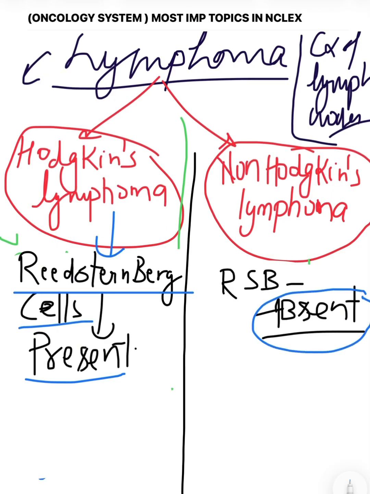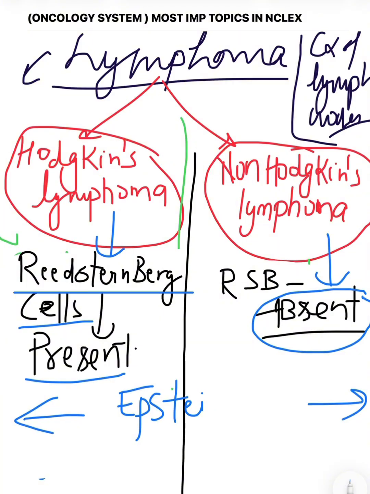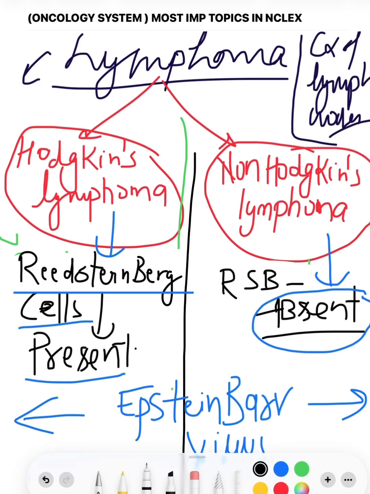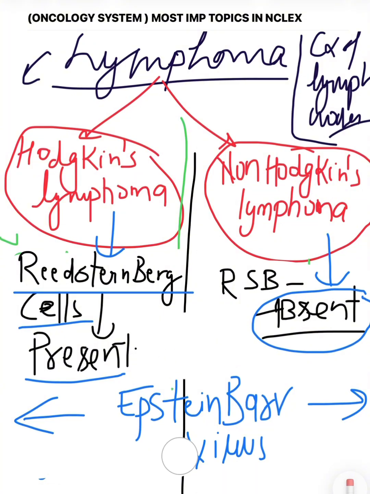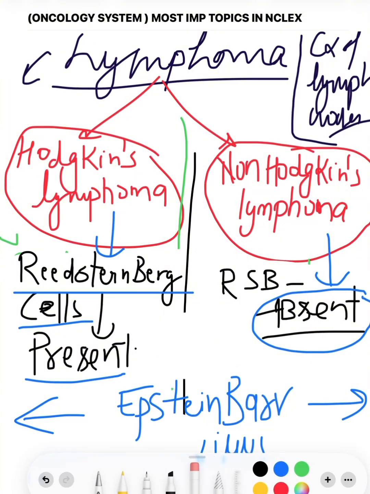The main cause of lymphoma, both Hodgkin and non-Hodgkin, is the Epstein-Barr virus. So here we go next: there are some signs and symptoms in lymphoma.